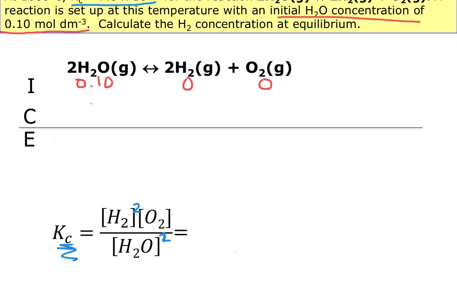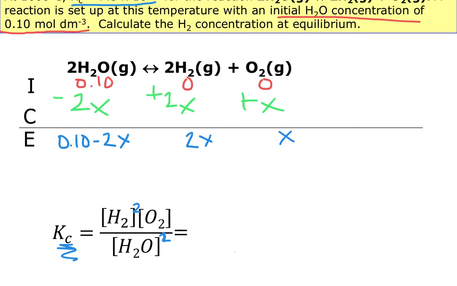Now we can do our change column where we look at the relationship, letting that be x of the change, keeping in mind if we have a coefficient, for example the 2 on the water and the hydrogen gas, that would double the change, and the reactant will be decreasing by that much and our products will be increasing by that much. So now we have our change column, minus 2x for the water, plus 2x for the hydrogen, and plus x for the oxygen. What we don't have is much about the equilibrium. So let's do what we did last time and just let it be a version of x. If we add up each column, for the water we get 0.1 minus 2x, for the hydrogen it's just 2x, and for the oxygen it's just x.